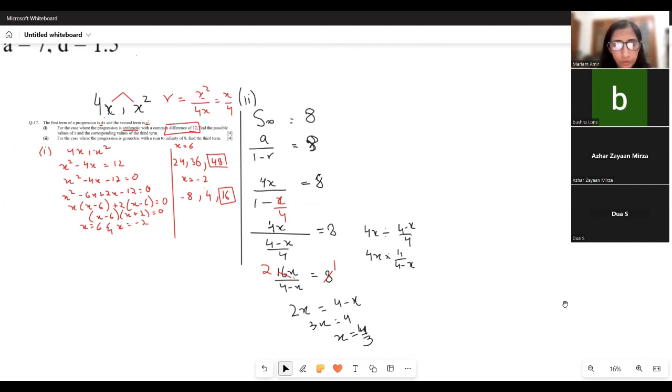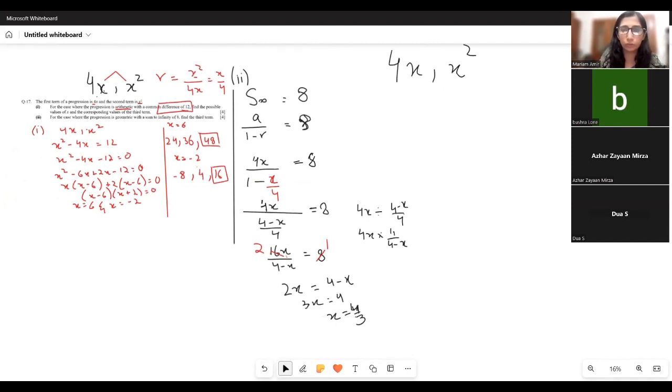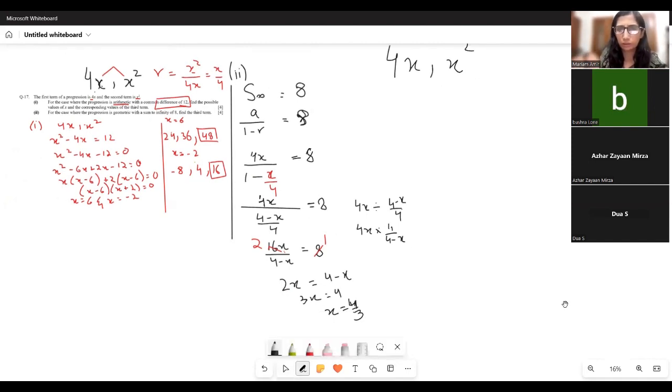For the case where the progression is geometric, the sum to infinity is 8. Find the third term. So the first term is 4x. The second term is x squared. So the first term is 4 into 4/3. The next term is 4/3 whole square.